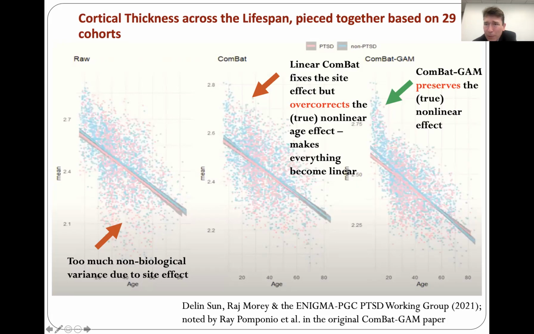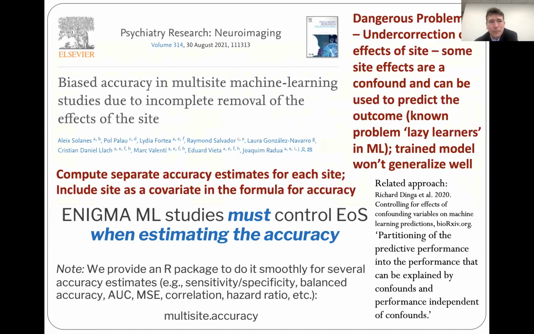And so over on the right, COMBAT GAM, which preserves nonlinear age dependencies in the data, keeps the true nonlinear effect. So if you look at that middle panel, if we were to just naively use COMBAT, it would overcorrect a true nonlinearity in the age trajectory just to make everything become linear. And this was also observed by Ray Pomponio in the original COMBAT GAM paper.